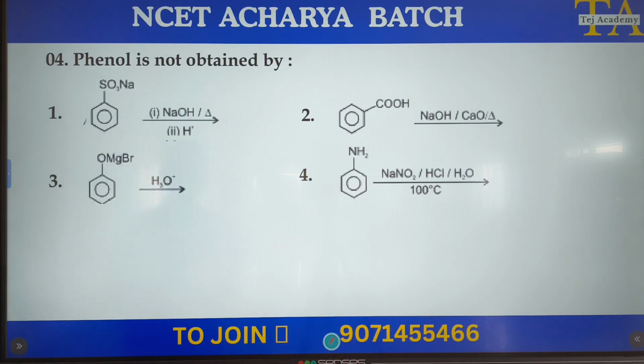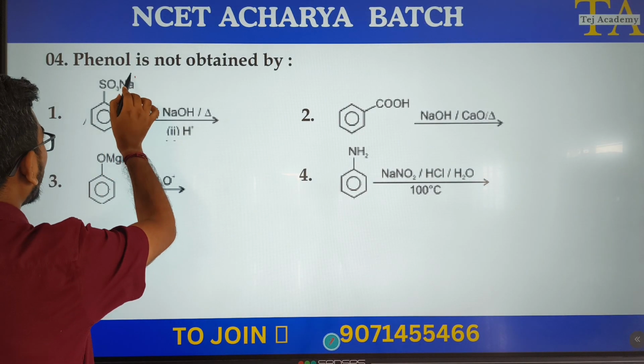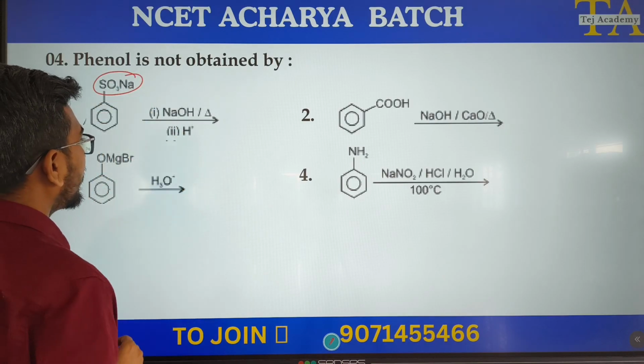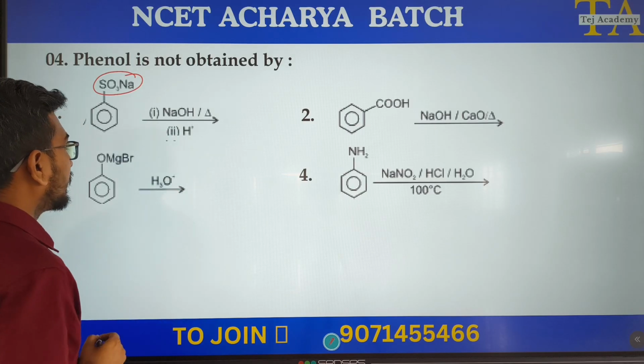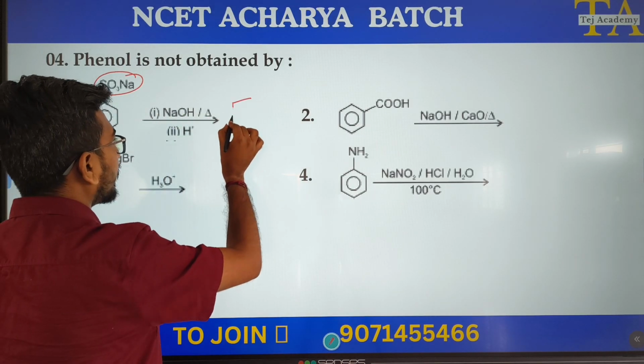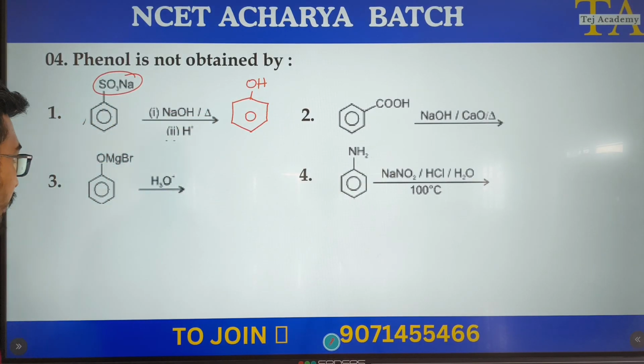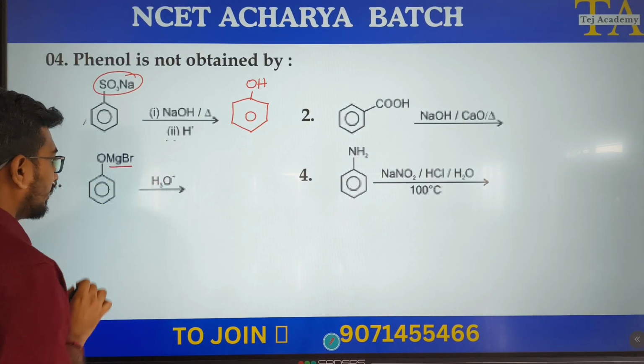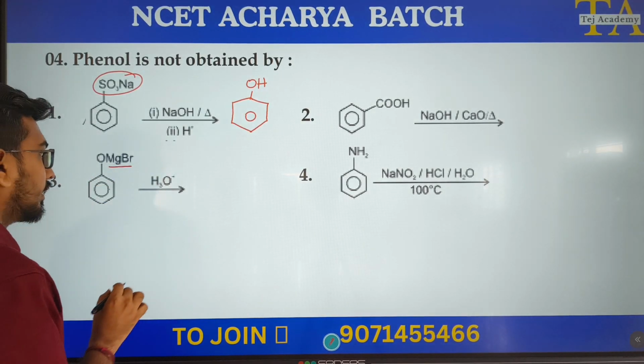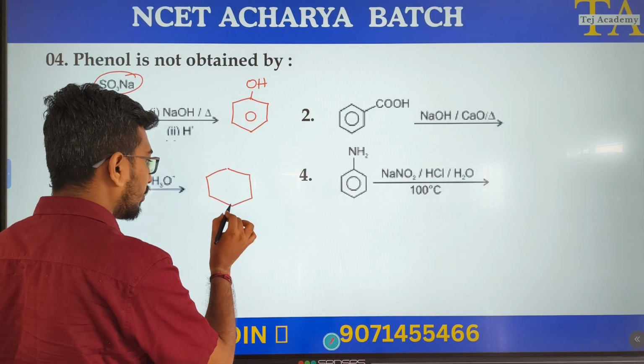Fourth question, phenol is obtained by. So the four reactions they give, we have to check among which of the following molecules will not give phenol as a product. So we'll write the reactions, then we'll understand and easily choose the right option. Now first one, if you see, a sulfonic acid is present in the presence of NaOH and H+. So completely this group will be replaced by OH. So we are getting phenol here. Third one, if you observe, OMgBr, a Grignard reagent, upon hydrolysis, we know that we'll get phenol as a product.